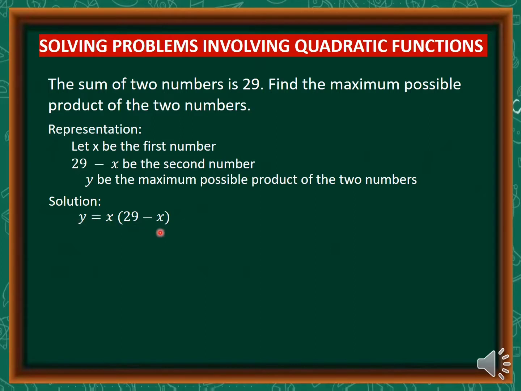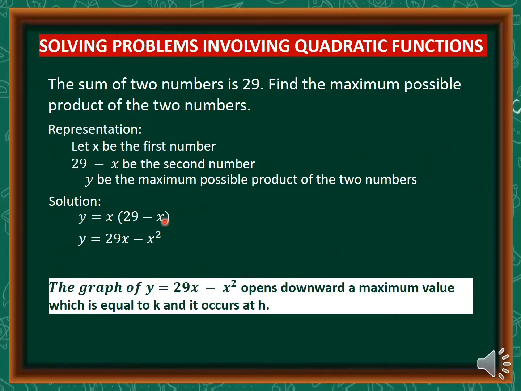So, distributive property. x times 29, 29x. x times negative x, we have negative x squared. So, yun yung ating quadratic function. After knowing the quadratic function, we can say that the graph of y is equal to 29x minus x squared opens downward. Bakit downward? Kasi yung value ng a natin dito is negative. So, pababa siya. So, therefore, it has a maximum value.